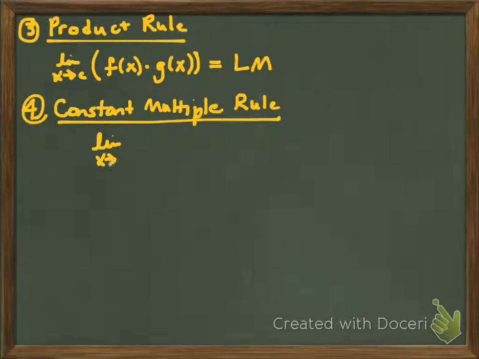All right, so the limit as x approaches c, that's going to start off all these rules, of K times f of x equals, anybody want to guess? K times L. So the rule is the limit of a constant times a function is the constant times the limit of the function.